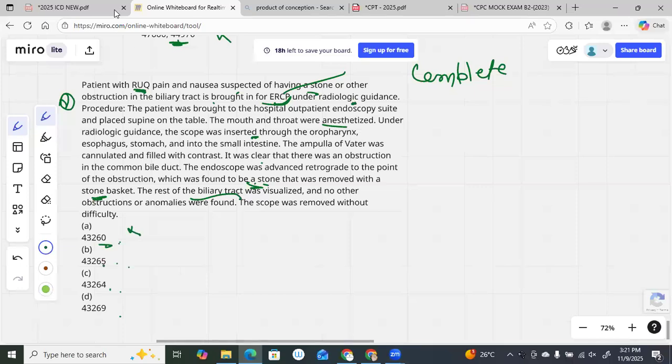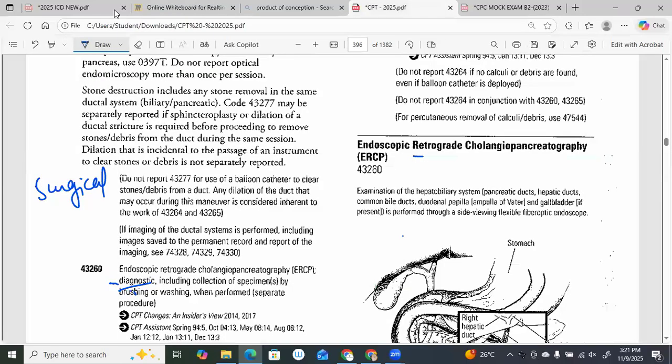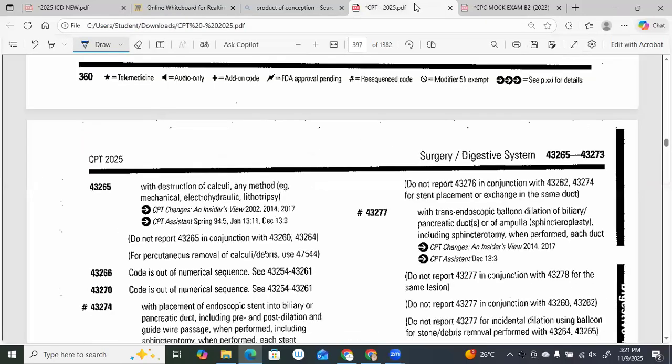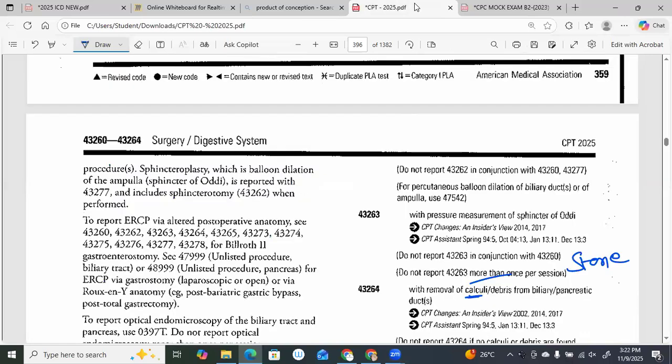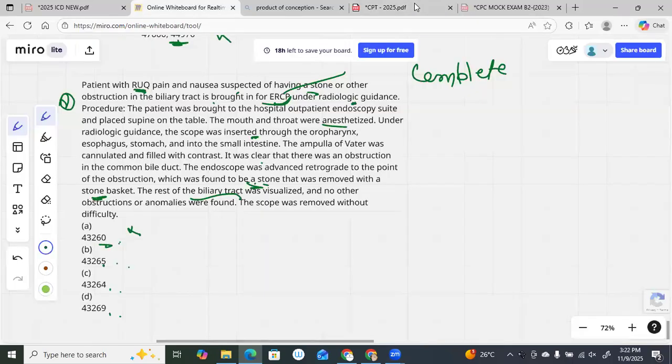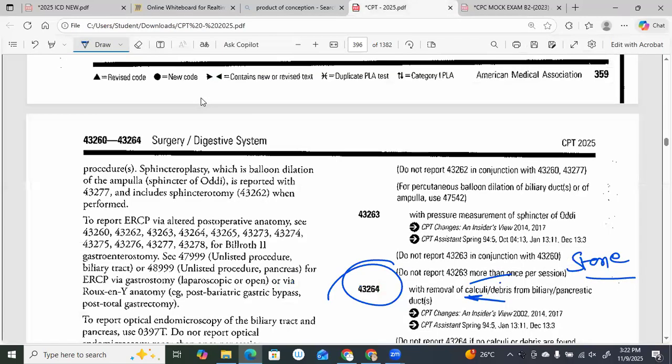Next options are 65, 64 and 69. 64 is removal of calculi. Calculi means stone. So here the doctor is removing the stone. So it should be option C only, because the doctor is removing the stone.